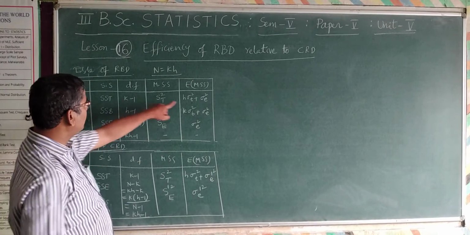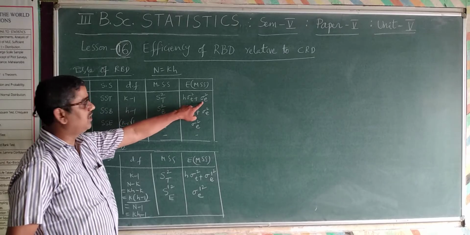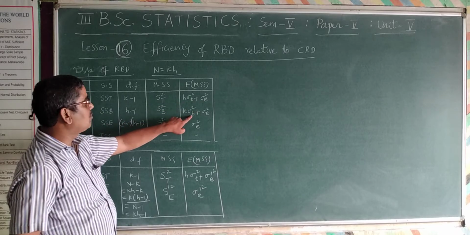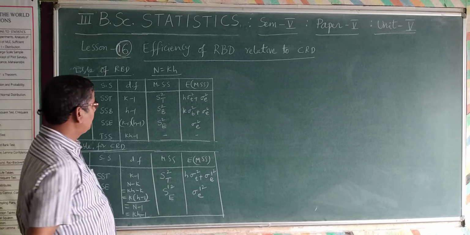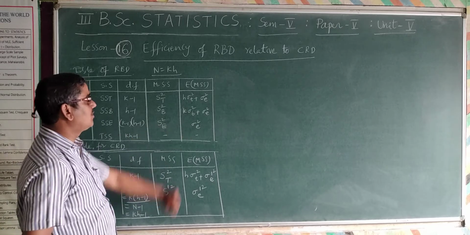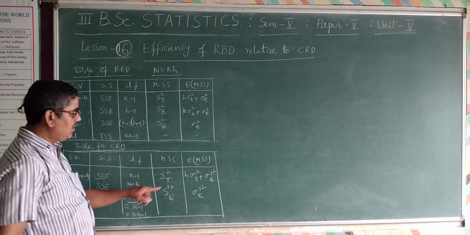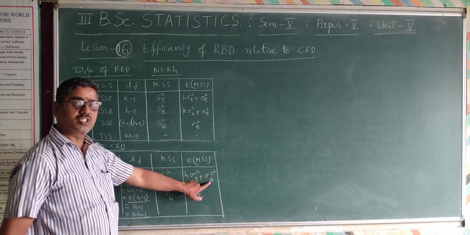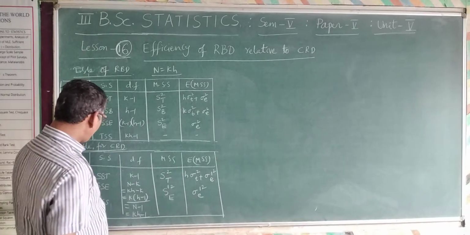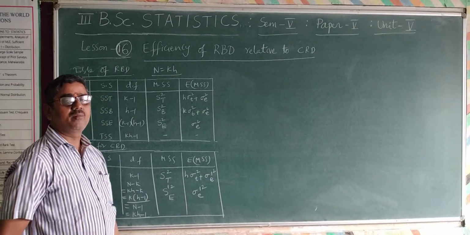For treatments here, h into sigma square t plus sigma square e. For blocks it is k into sigma square b plus sigma square e. And for error it is sigma square e. Whereas for treatments in CRD we consider h into sigma square t plus sigma dash square e, and for error we consider sigma dash square e.